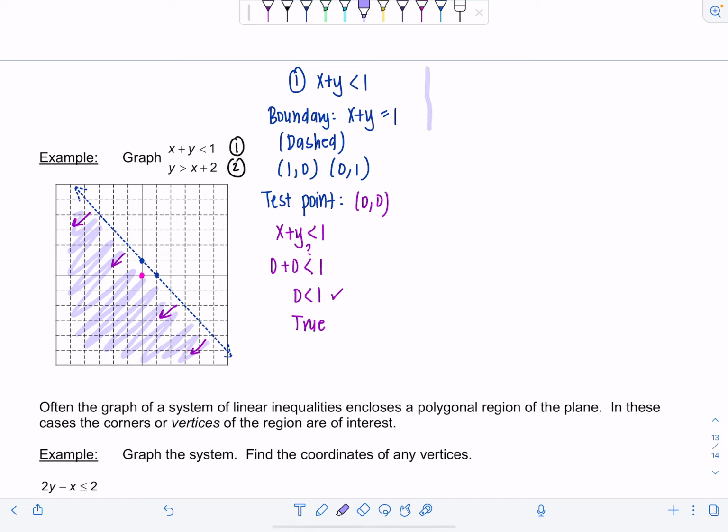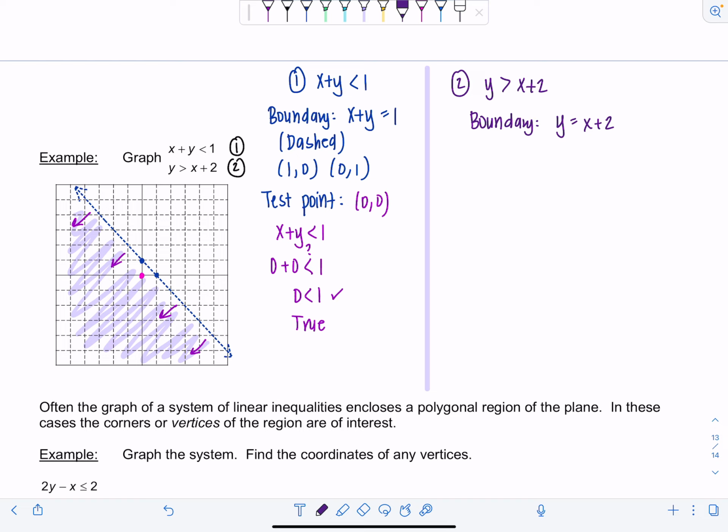Now let's take care of the second inequality. y is greater than x plus 2. Okay, love it. So we have here y is greater than x plus 2. Boundary is y equals x plus 2. y is already isolated. So let's just go ahead, use slope and y-intercept. Slope is 1 over 1. y-intercept, 0, 2.